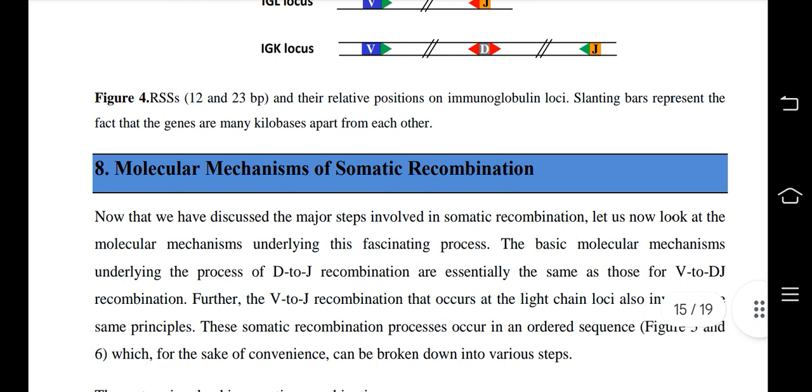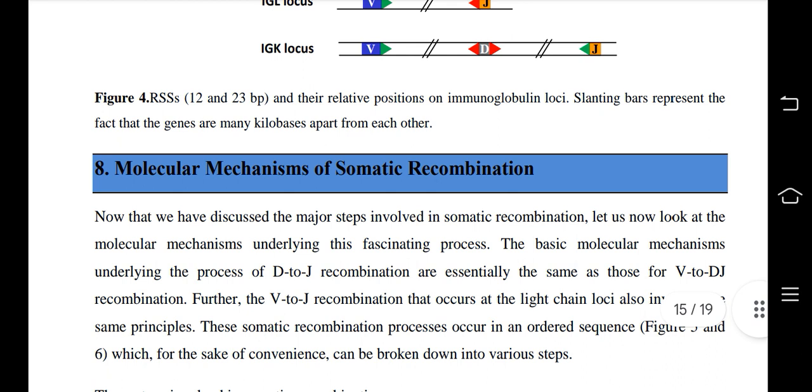Molecular mechanisms of somatic recombination. Now that we have discussed the major steps involved in somatic recombination, let us look at the molecular mechanisms underlying this fascinating process. The basic molecular mechanisms underlying the process of D to J recombination are essentially the same as those for V to DJ recombination. Further, the V to J recombination that occurs at the light chain loci also involves the same principles.